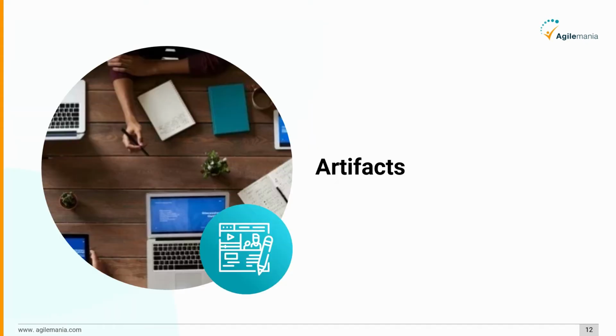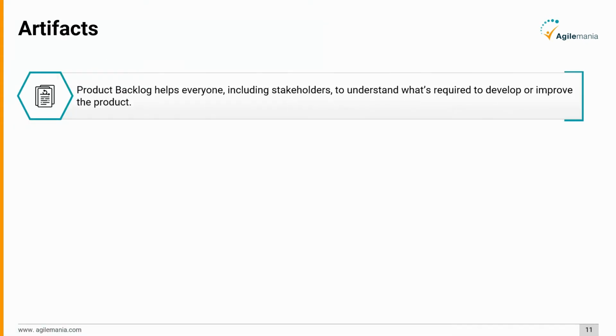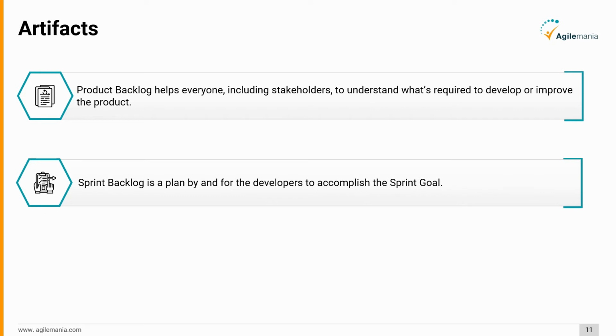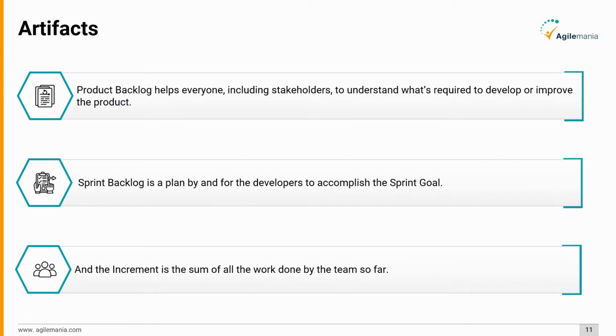Next, artifacts. Product backlog helps everyone, including stakeholders, to understand what's required to develop or improve the product. Sprint backlog is a plan by and for the developers to accomplish the sprint goal. And the increment is the sum of all the work done by the team so far.